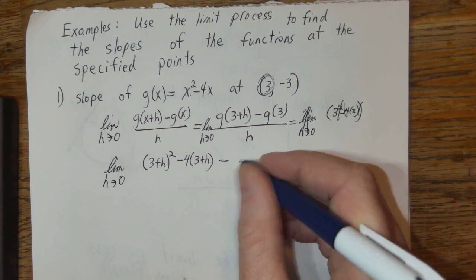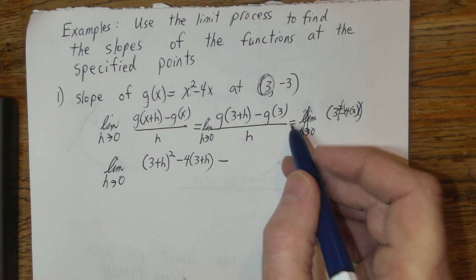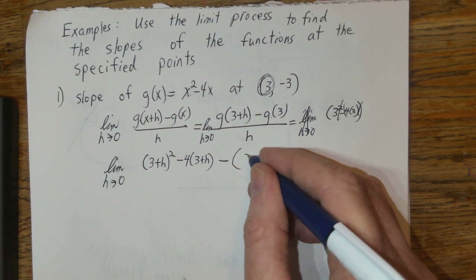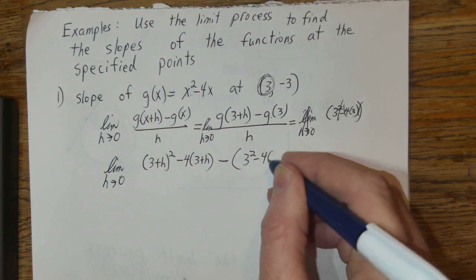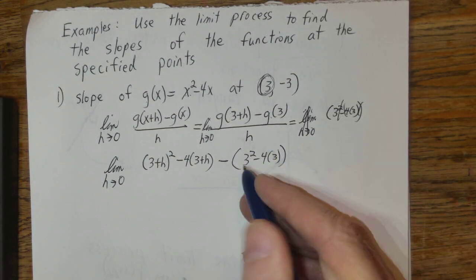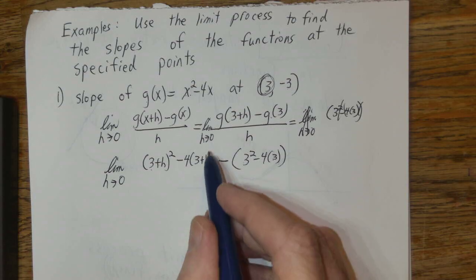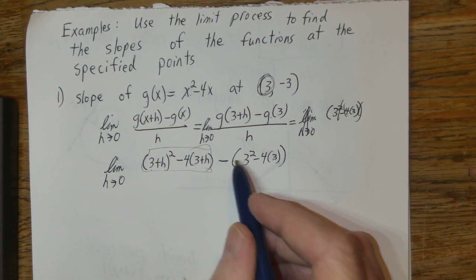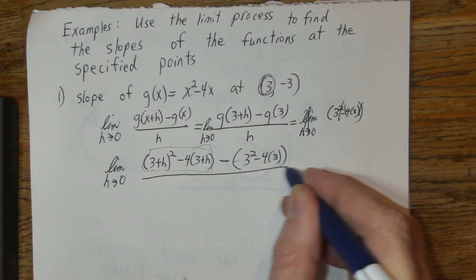And then we're going to subtract 3 squared minus 4 times 3. That's g of 3. Here's g of 3, here's g of 3 plus h. So this minus this, and that is over h.